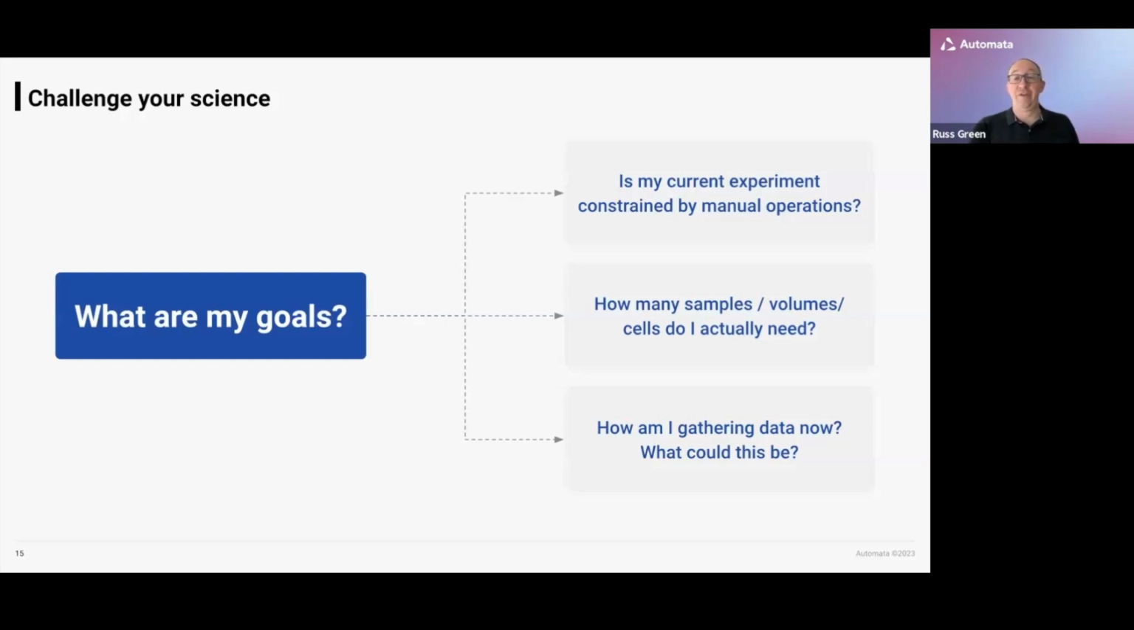So I think it's worth thinking about right now about what data am I gathering, and what would I like this to be in an ideal world, and come back to what are my goals here? Maybe my goals are to gather a deeper data set in a way that I couldn't do manually.